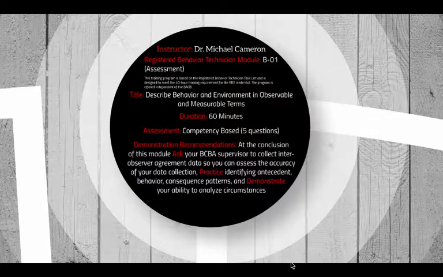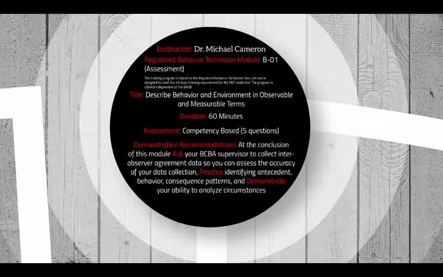And this program specifically is offered independent of the Behavior Analyst Certification Board. The title of this particular module is Describe Behavior and Environment in Observable and Measurable Terms. The duration is 60 minutes, similar to other modules that we've been through. And then, of course, at the end, there'll be a competency-based assessment, and that will consist of 5 questions.